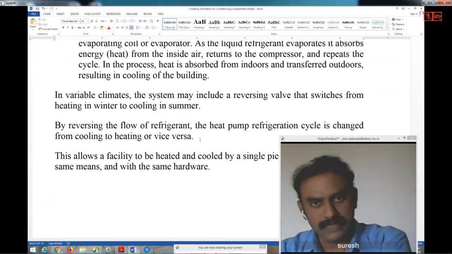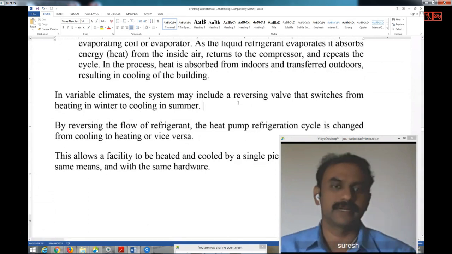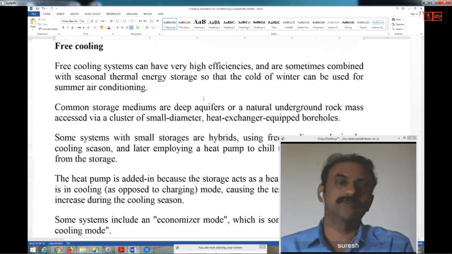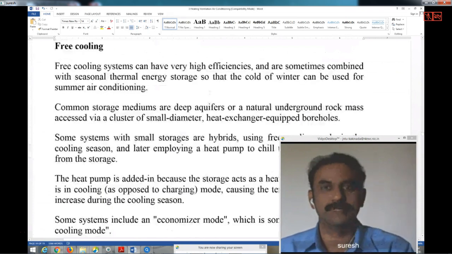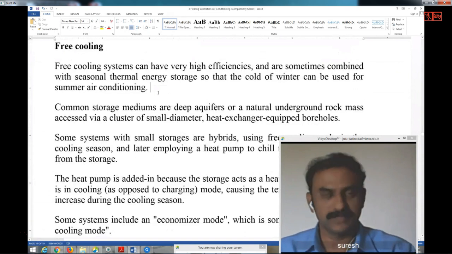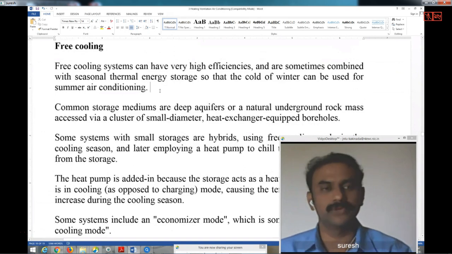It is getting reversed, so that from cool we are trying to extract hot. So that is taken by these air conditioning units. Then free cooling. Free cooling systems can have very high efficiencies and are sometimes combined with seasonal thermal energy storage, so that the cold of the winter can be used for summer air conditioning. So, reversal process: by using a reversal switch, heat can be converted into cool, or cool can be converted into heat. So these are the common mechanisms.